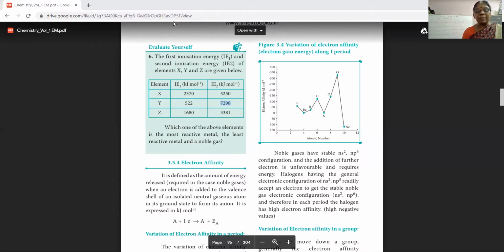I have given the questions and answers in PDF form as an assignment here. You should see that and copy it in your notebook. And the remaining we will see in our next class. Is it clear?